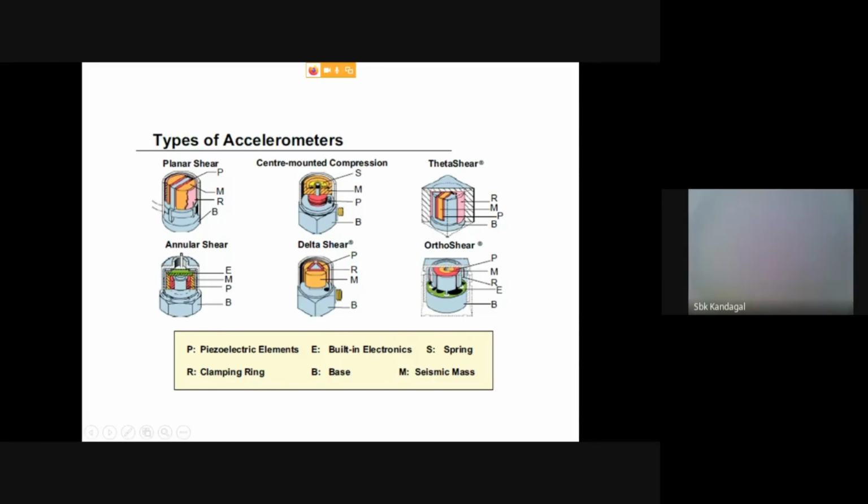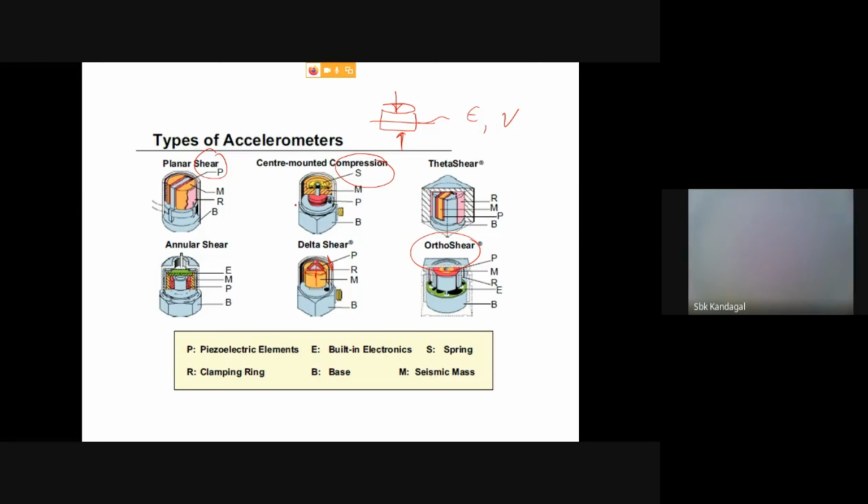Coming to the construction of the accelerometer, you have a compression type, a shear type, and an ortho shear type, different ones. The one you have seen earlier, with mechanical deformation, compression, generates the voltage with a strain. Whereas in the case of delta shear, the surface area is increased because of the shear across the surface, so you will get more.